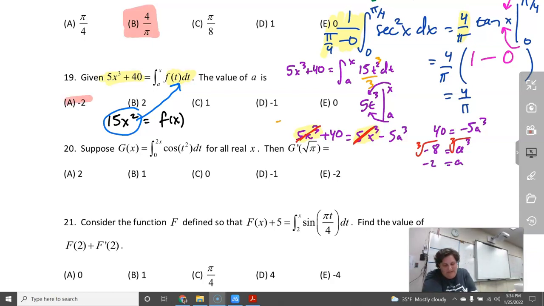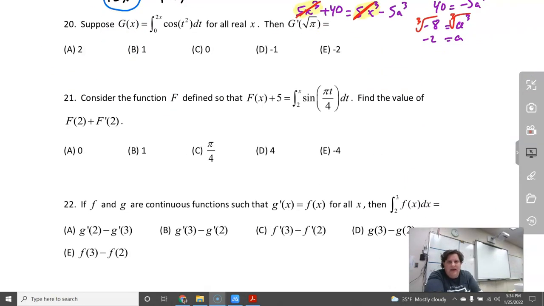Is that not like the most annoying question? That is very, very hard. Not too many people are going to get that question. That is really hard. I have to think about that for a minute. All right, nice. Let's look at number 20.